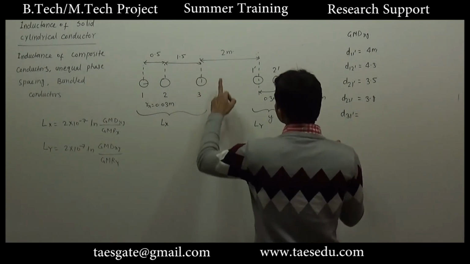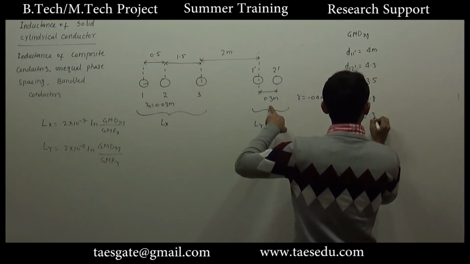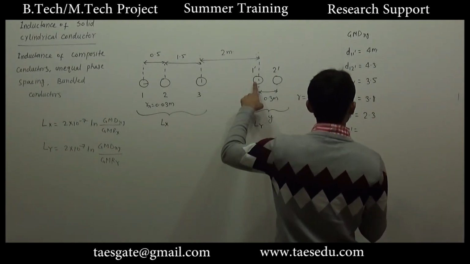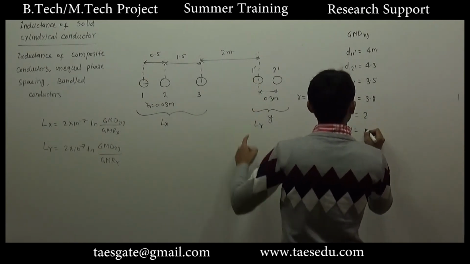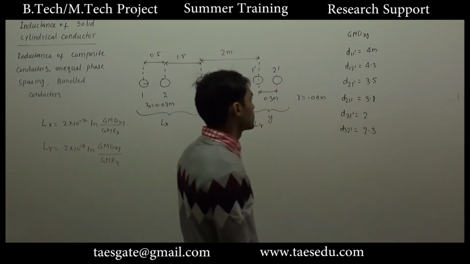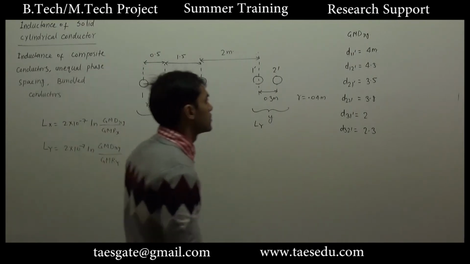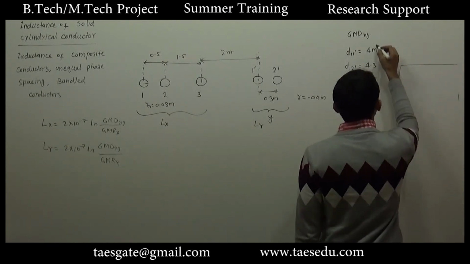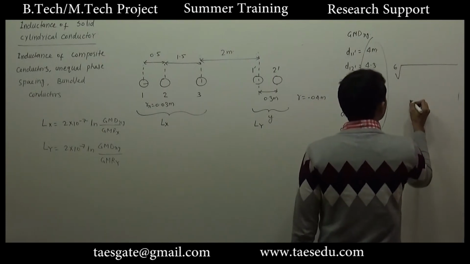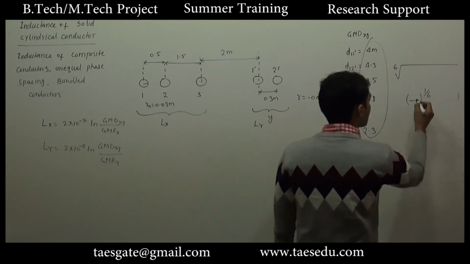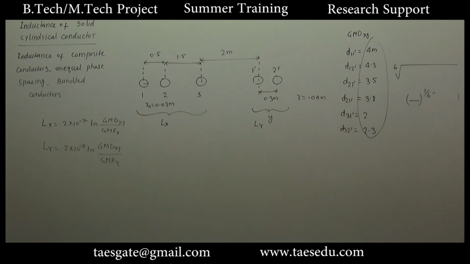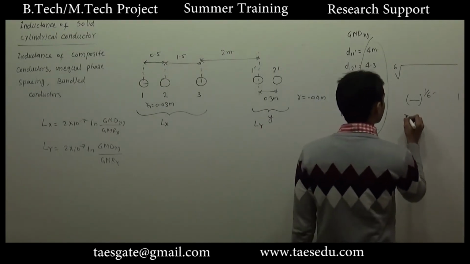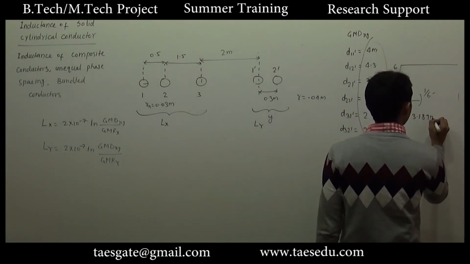D31 dash will be 2 meter only, and D32 dash will be 2.3 meter. So these 6 types of distances we have. We just have to multiply these 6 distances and raise the result to the power 1 by 6. This will give you 3.189 meter. This is GMD.